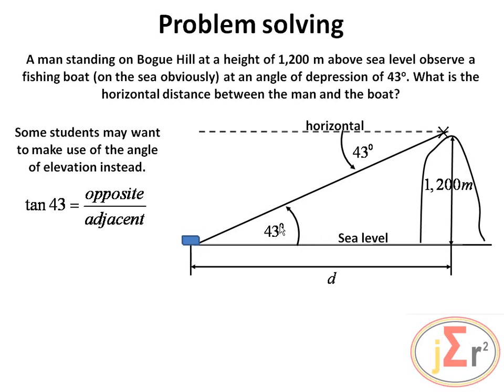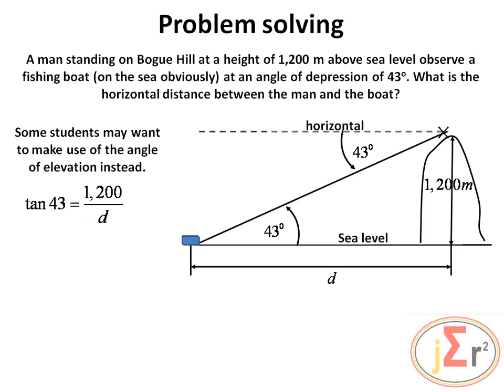This 43 degrees is opposite to this side of the triangle, or it may be more appropriate to say that this 1,200 meters that we have on this side is opposite to the 43 degrees. So we know that we are talking about opposite. And of course, this distance that we have here, D, is adjacent to the 43 degrees. And therefore, we are going to use opposite and adjacent, which requires the tangent trig ratio. And of course, opposite over adjacent means that the opposite is 1,200. We have 1,200 over D, and that is equal to tan of 43.